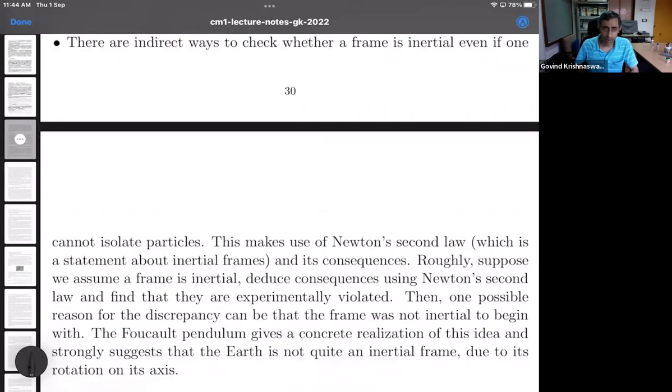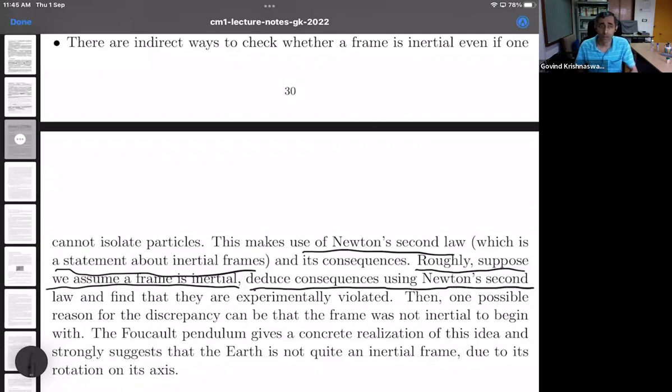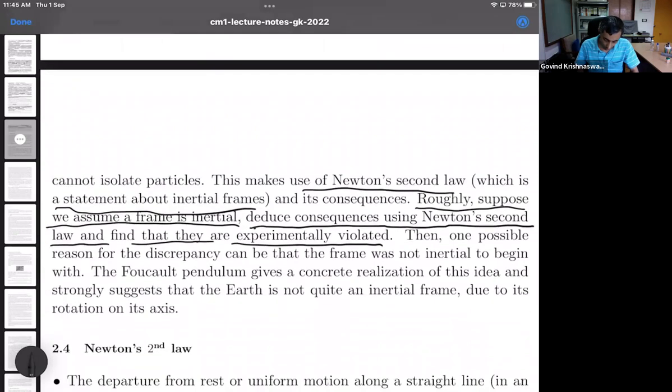This makes use of Newton's second law, which is also a statement about inertial frames. It turns out that Newton's first and second laws both are statements about inertial frames. Roughly speaking, suppose we assume a frame is inertial. Somebody tells you Earth is an inertial frame, so suppose that is the case, let us try and see what happens. We deduce consequences using Newton's second law and find that they are experimentally violated. Then one possible reason for the discrepancy could be that the frame was not inertial to begin with, so that the hypothesis was wrong.